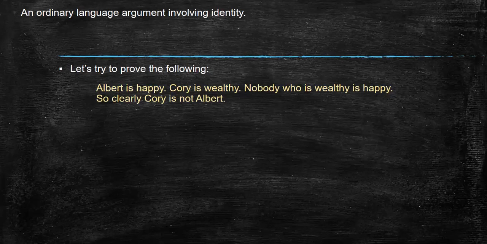Does that sound right? Albert is happy. Corey is wealthy. Nobody who is wealthy is happy. So clearly, Corey and Albert are not the same person.